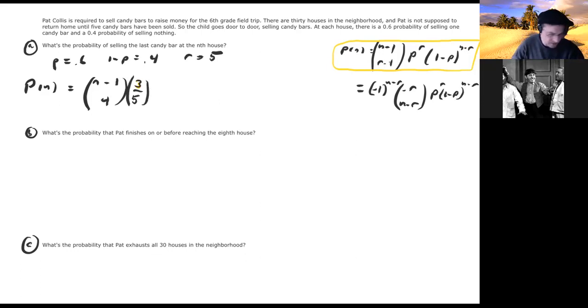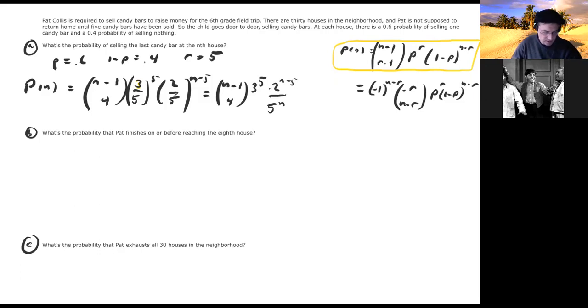To the power of 5, times 0.4, which is 2/5, to the power of n minus 5. With a little bit of rewriting, this becomes n minus 1 choose 4 times 3 to the 5th power times 2 to the power of n minus 5, that's the numerator of the 2/5 to the power of n minus 5. And then we have a 5 to the 5th and a 5 to the n minus 5th, which becomes 5 to the n. So the denominator is 5 to the nth power. Okay, so that is the solution to part A.